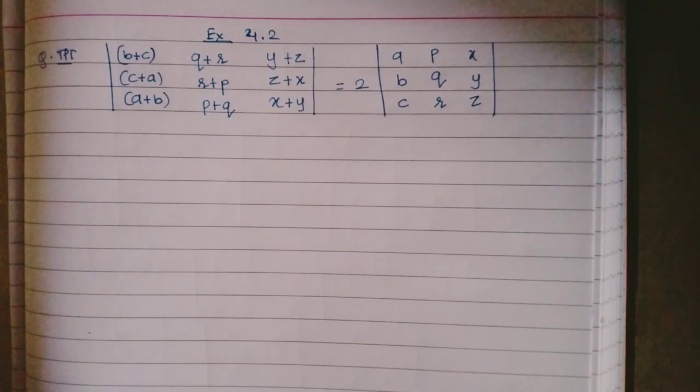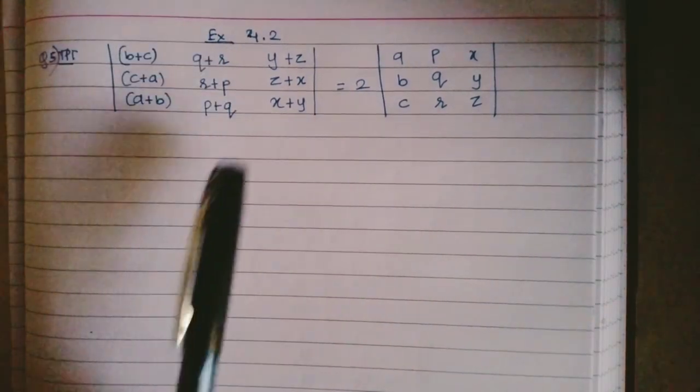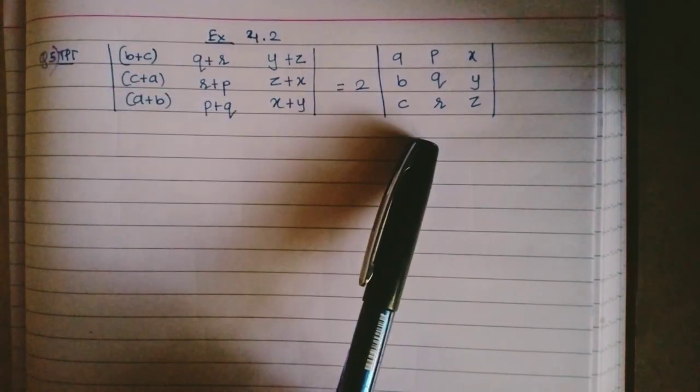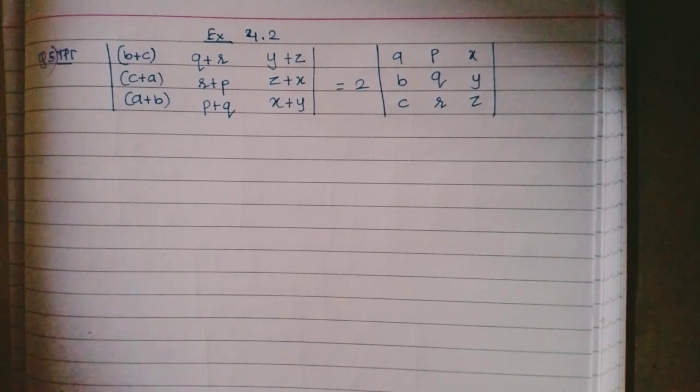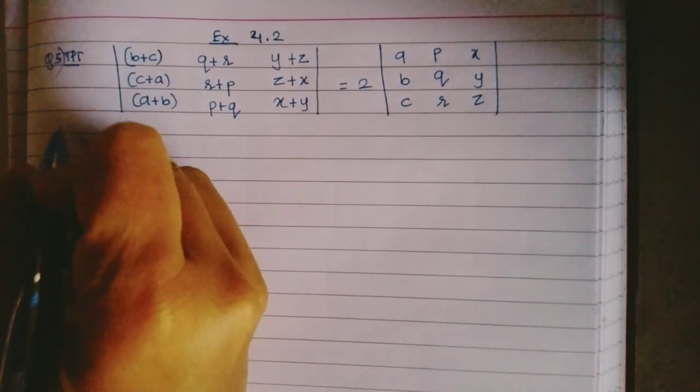Hello students. So today we are going to solve some questions from exercise 4.2 and these questions are based on properties of determinants. Okay, so here question number 5. You have to prove this determinant equal to this determinant. Okay, so let's start with our LHS.